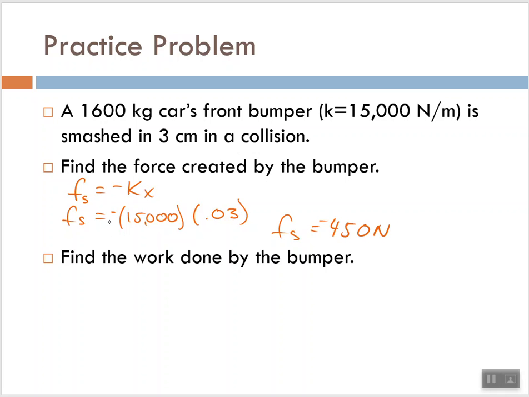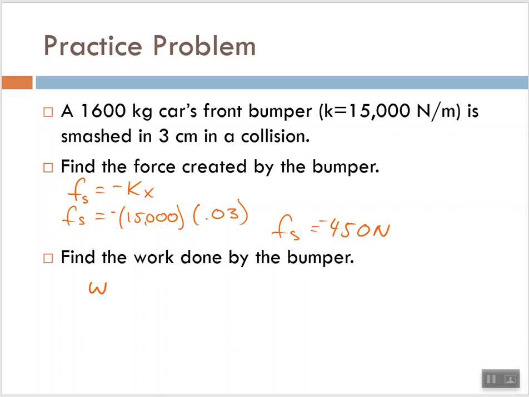We haven't talked about the negative yet. The negative tells us that the force is in the opposite direction that the object was moving, the car was moving. So this bumper would apply a force that was in the opposite direction of whatever hit it. All right. Find the work done by the bumper.